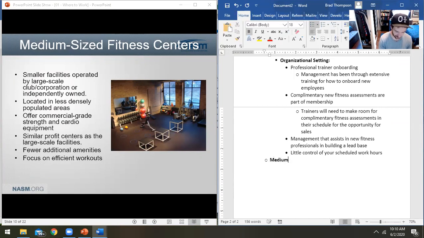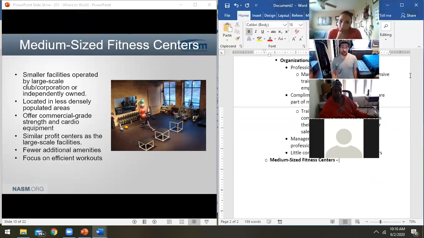These are actually some of my favorite places to work. Medium-sized fitness centers. If I had to make an assumption, this is probably similar to where you're working out at, Maggie, right? Is it a chain? Are there multiple locations? Nope, just the one place. So it's niche and it's medium size.